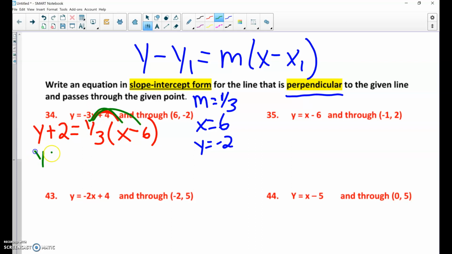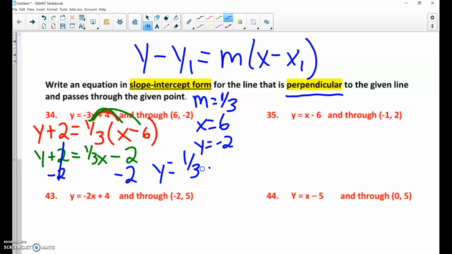So I still have my y plus 2 here. 1/3 times x is 1/3 x. 1/3 times a -6 is a -2. Then our last step here, it's a +2, so I'm going to -2 from each side. So I'm left with y equals 1/3 x minus, -2 minus 2 is negative 4.